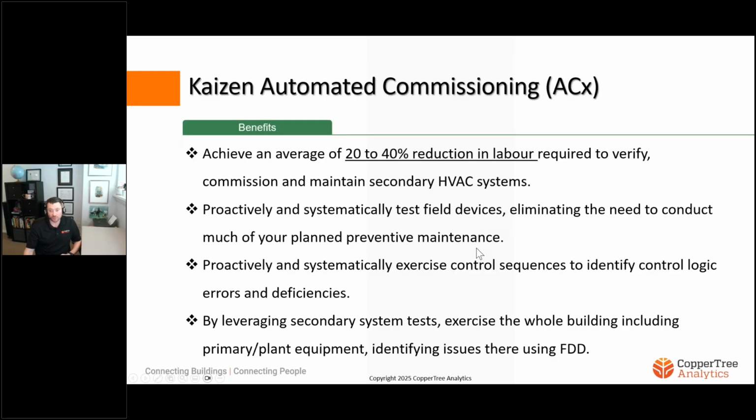So generally, from the projects we've done, we're estimating about a 20 to 40% reduction in labor for commissioning and maintenance of the secondary HVAC systems, depending on which items you take out of your PM program in favor of this data-driven method. And that's something we would discuss and plan as part of our advisory services to help you get the most out of that.